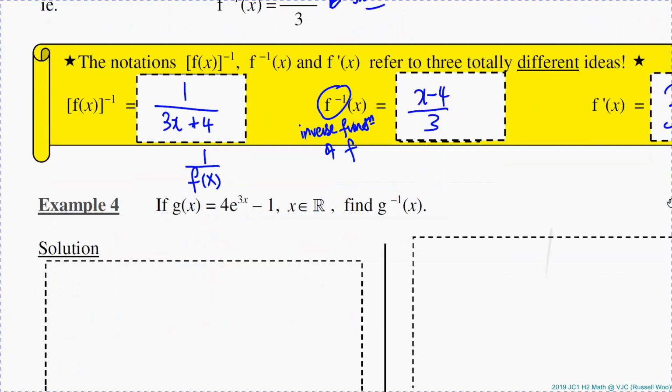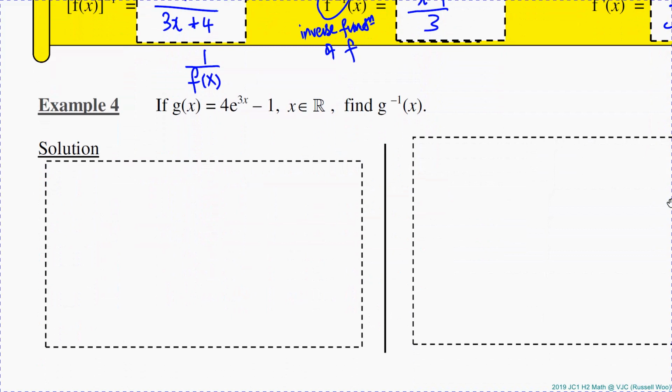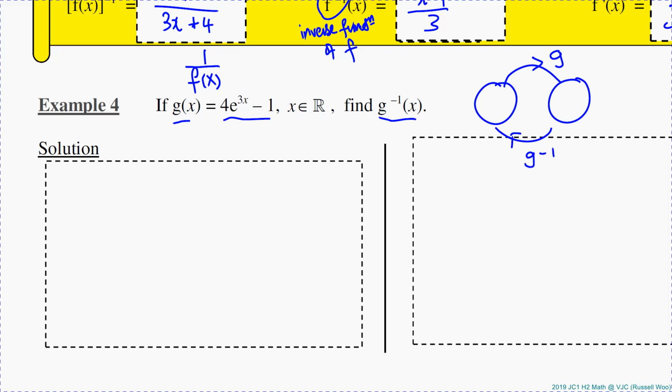Now let's take a look at example 4. Now it's slightly more complicated, but the technique is the same. We have g of x equals this. Find g inverse. So the idea is this. I know the rule going this way is g. I want to know the rule going this way. What is g inverse? So I let g of x be 4e to the power of 3x minus 1, and I let this be y. Correct? I let y equal 4e to the power of 3x minus 1.